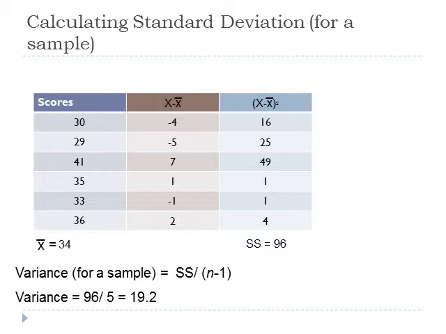So we end up with 96 divided by 5, and that gives us 19.2. 19.2 is the term that we call the variance. Okay, it's the average of the squared deviations.